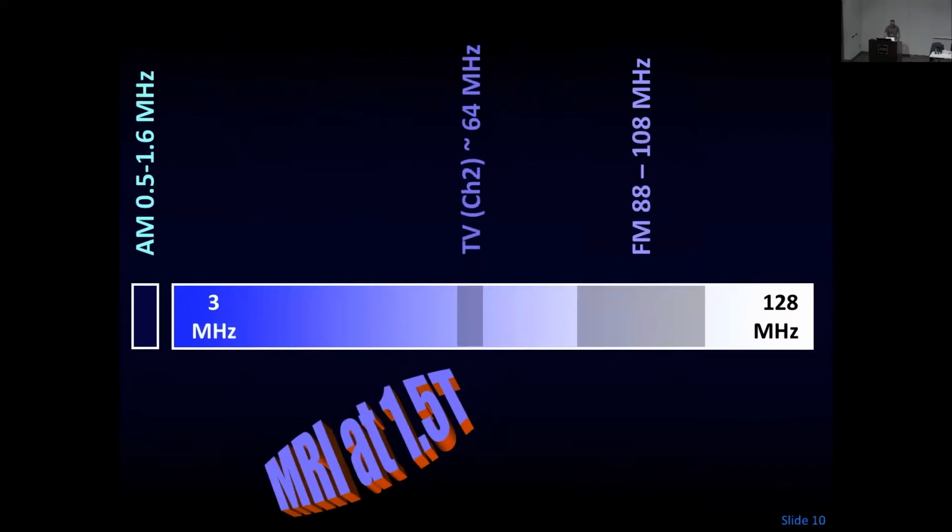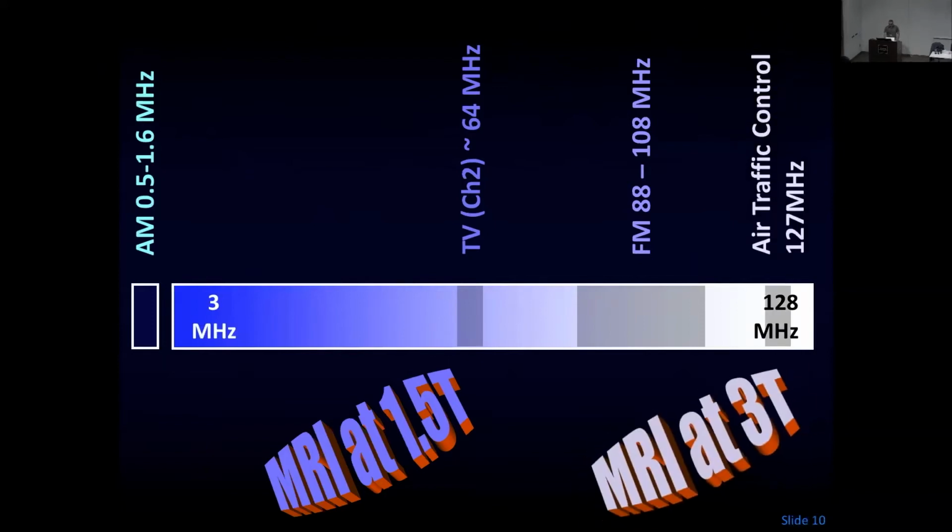So TV channel 2 is at about 64 megahertz, and it turns out that's where MRI is at 1.5 T. So MRI at 1.5 Tesla is operating at the radio frequency of TV channel 2. Now, MRI at 3T is twice as much. So what's twice of 64? Well, about 128. So that's where MRI at 3T is. And it turns out that MRI at 3T is at around the same frequency as air traffic control.